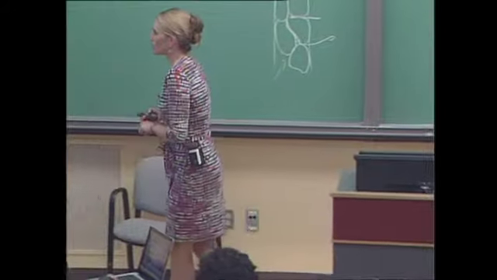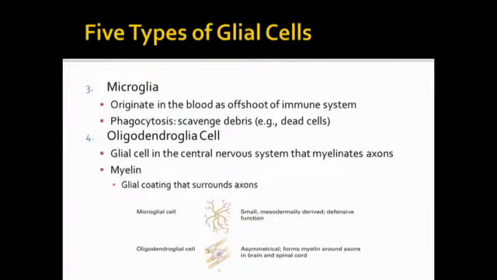Fourth kind of cell is something known as the oligodendroglia. And this is a kind of glial cell that's found only in the central nervous system. And it is also involved in myelination. So it's oligodendroglia, only in the central nervous system, and its primary role is to provide myelin. So remember, it coats the axons.